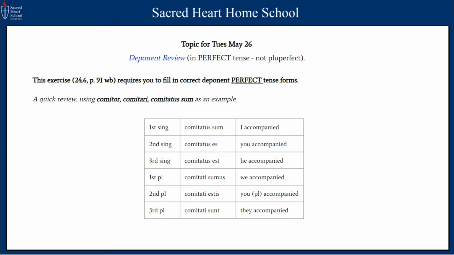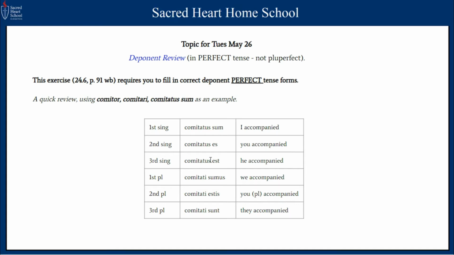So let's see how they work in perfect tense, which again is the focus for this exercise. Exercise 6 on page 91 requires you to fill in correct deponent perfect tense forms. A quick review of perfect tense for deponents: they look just like perfect passive verbs, but they have active translations. So comitatus sum, we start with that third principal part. Comitatus sum, I accompanied, I did accompany. Comitatus es, you accompanied. Comitatus est, he accompanied. Notice "he" because of the us ending.